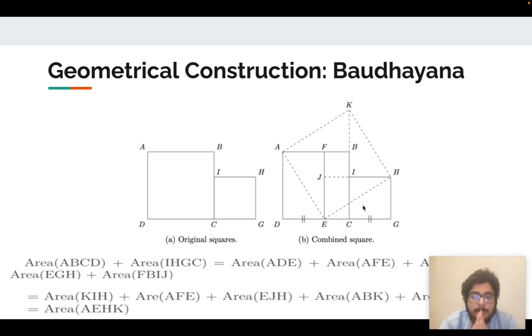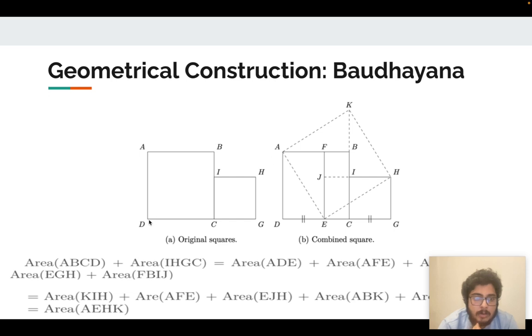So this is what the procedure is told in the Sulba Sutra. Now, how do we prove this, that this proposition is correct? It is a very simple geometrical exercise. So we have already constructed the square here and marked off the relevant edges and the relevant sides. So this is just a simple construction that we have done. There's nothing fancy in it, right?